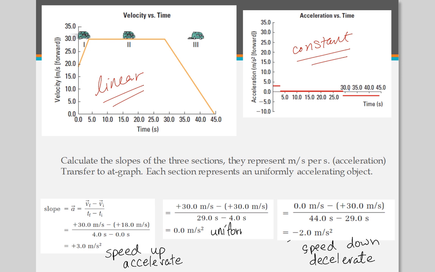And then this is uniform motion here. And these two are non-uniform motion. And that word uniform, you could use it with velocity, you could use it with acceleration. Uniform just means it stays the same. Okay?